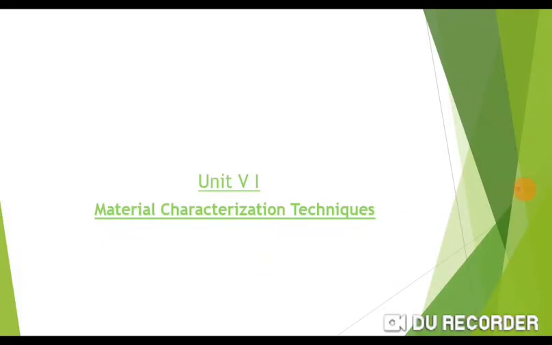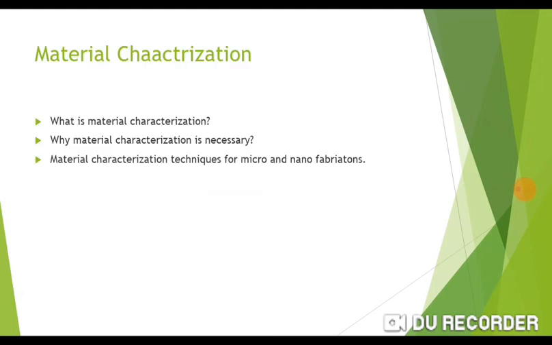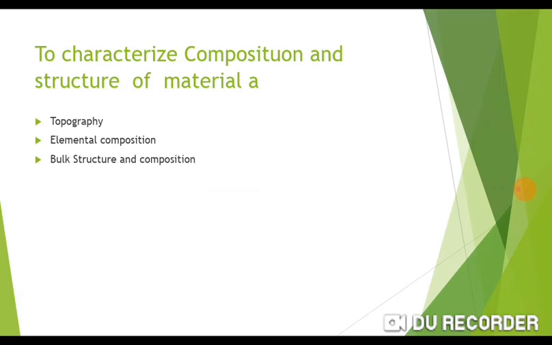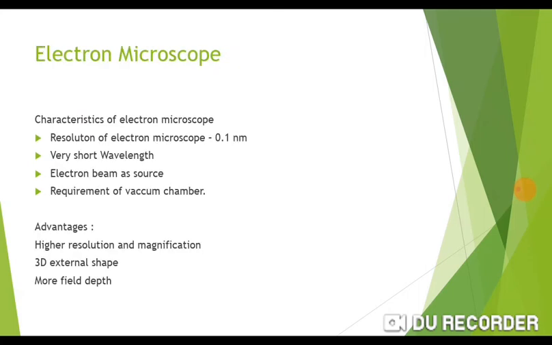Good morning, friends. In the last lecture, we studied material characterization techniques. We studied what material characterization is, why there is a necessity of material characterization, and what the different techniques used for it are. Also, what parameters we considered for characterizing the material, such as topography, elemental composition, bulk structure, and composition.